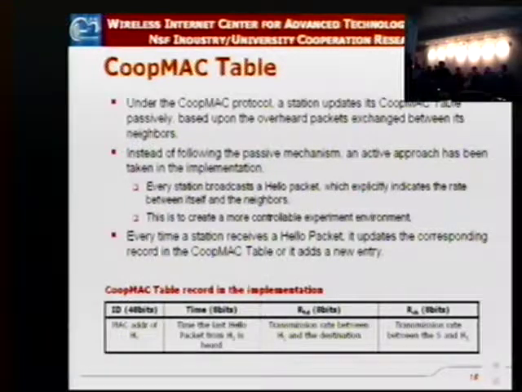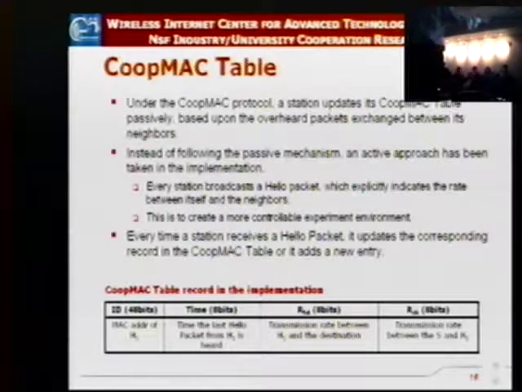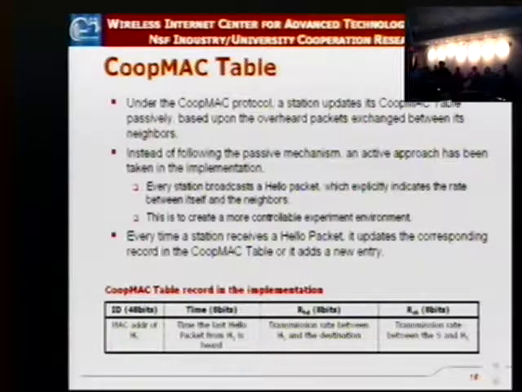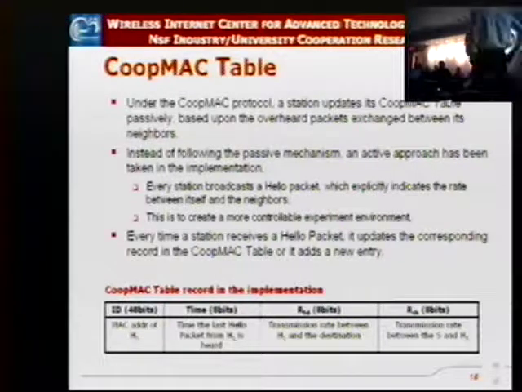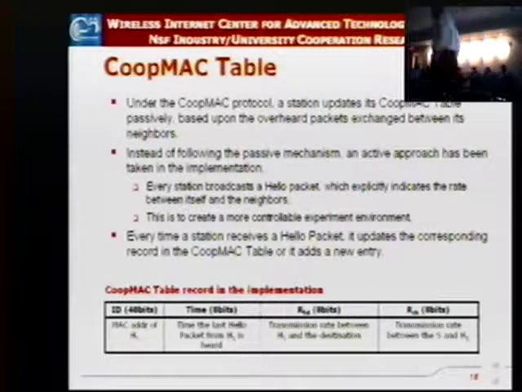Every time a station receives a hello packet, it updates the corresponding record in the CoopMAC table, or it adds a new entry. The entries in the CoopMAC table are very similar to the entries of the CoopMAC table we designed, except that now here we keep the time that we received the most recent hello packet from this station instead of any packet.